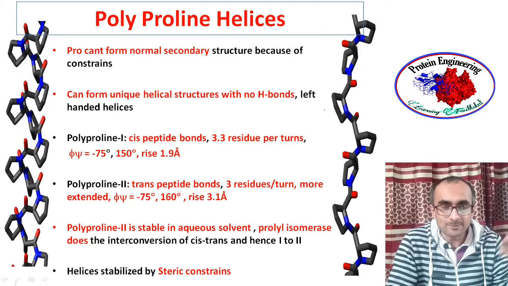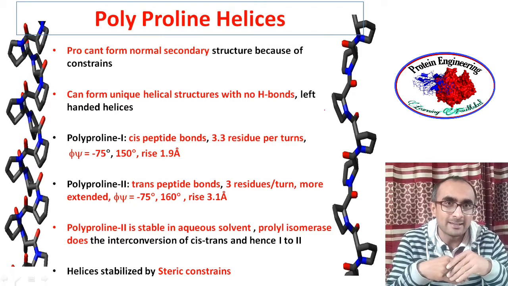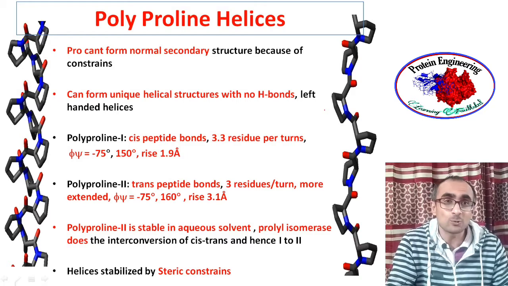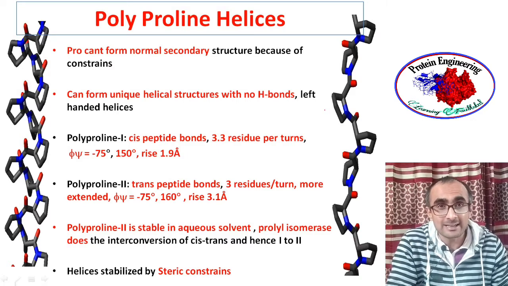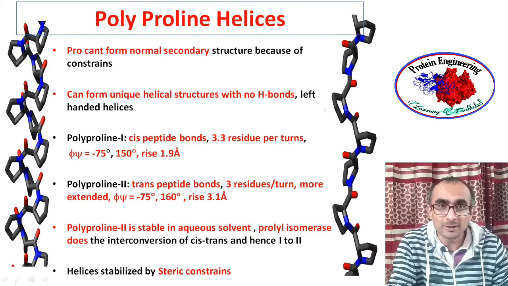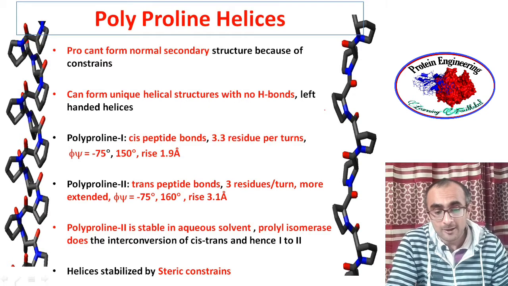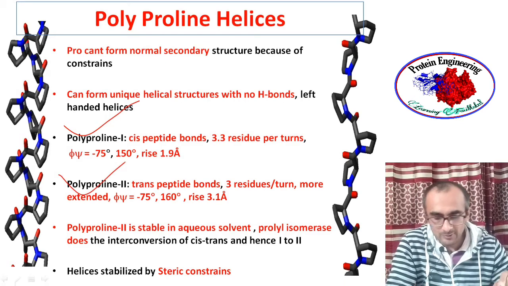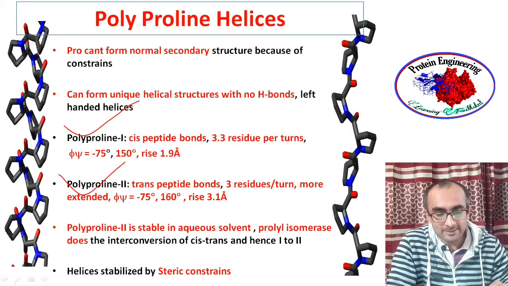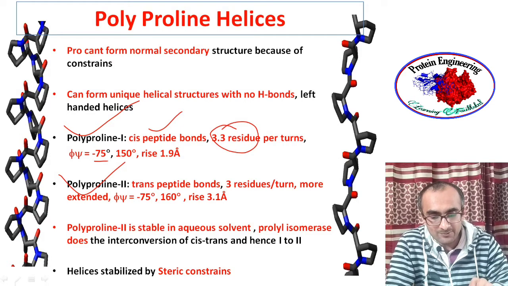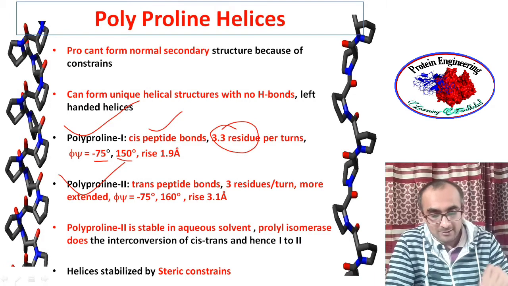Even when proline is present in a repeat manner, that also gives rise to a helical conformation called polyproline helix. In fact, there are two types, because proline has a rigid pyrrolidine ring structure. When you put consecutive prolines one after another, it adopts some helical structure. You call them polyproline 1 and polyproline 2. In polyproline 1, the peptide bond between consecutive prolines is cis, and there are 3.3 residues per turn. Phi and psi are minus 75 and plus 150 degrees. The rise per amino acid is 1.9 angstrom in polyproline 1.